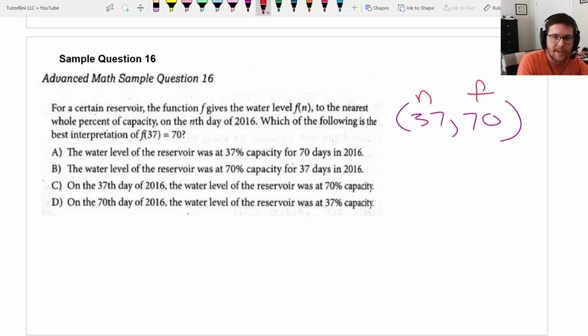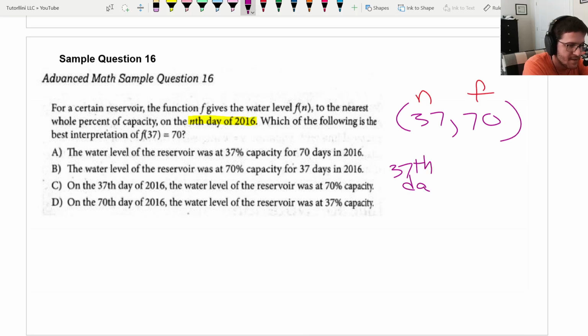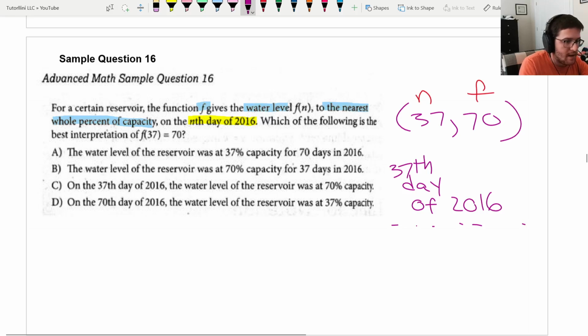Okay, so now I just need to write down whatever these things are. So n is the nth day of 2016. On the 37th day, I'm not even looking at the answer choices, guys. You don't need to. 37th day of 2016, and then f says, the function f gives the water level to the nearest whole percent of capacity. Okay, so 70% capacity, water level, something like that.